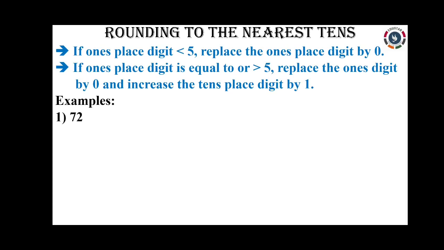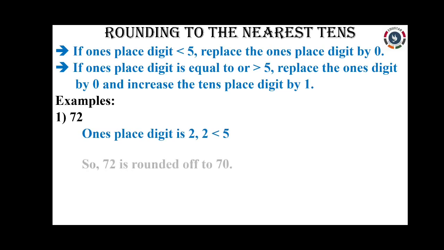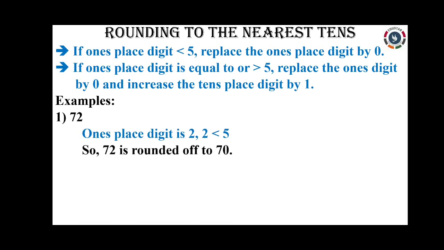First example, 72. In 72, the ones place digit is 2. 2 is less than 5. So, replace the ones place digit 2 as 0. So 72 is rounded off to 70.